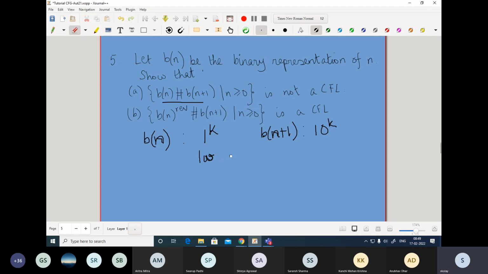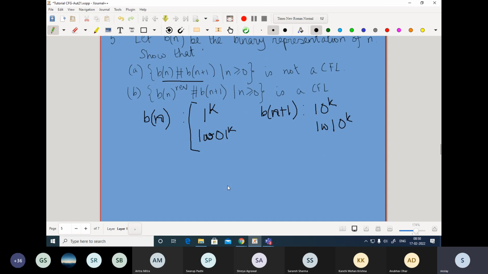What will this be? 1 w 1 0 to the k. And notice that these are the only two forms. Either you will have at least one 0 in the string. Look at the rightmost 0. That is where the flip is going to happen. Okay, now, so basically Bn plus 1 will either be of the form 1 to the k hash 1 0 to the k, or 1 w 0 1 to the k hash 1 w 1 0 to the k.